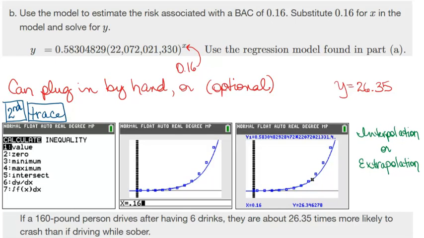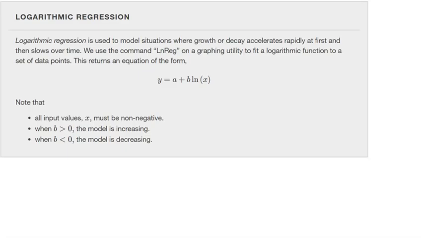Our table went from 0 to 0.21, so 0.16 is within those values, so that's inside interpolation. But if they had given me something like 0.23 or something that was outside our largest value of 0.21, that would be extrapolation. So interpolation is when they ask you for an answer for a data point that is inside the data set. Extrapolation is when they ask for a value outside of the data set.